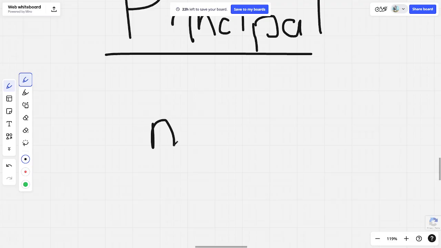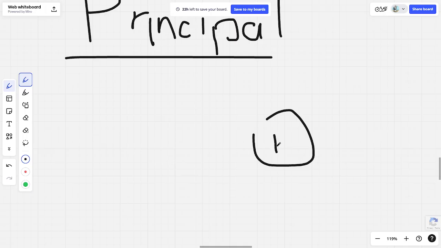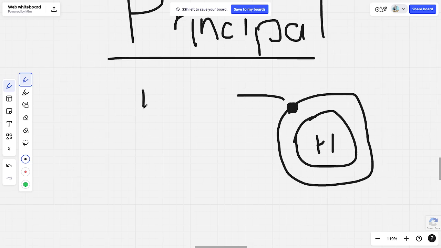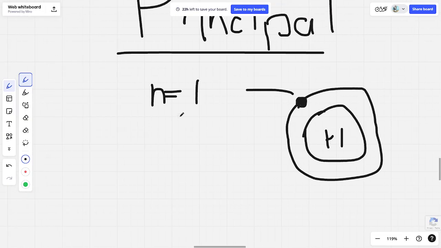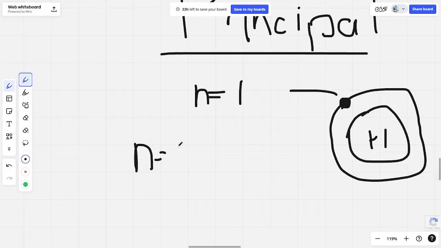So let's say we have a hydrogen atom. This hydrogen atom has one electron and one shell. So for this electron, the principal quantum number is 1 because it's in the first shell. If n were equal to 2, it would be in the second shell, and so on. The possible values of n are 1 to 4. So 1, 2, 3, and 4.